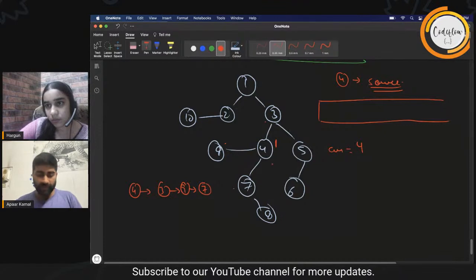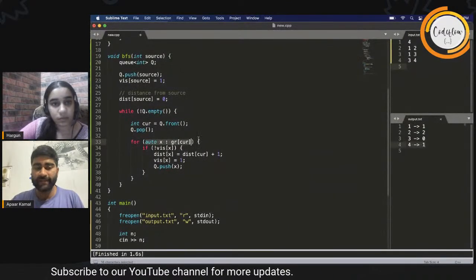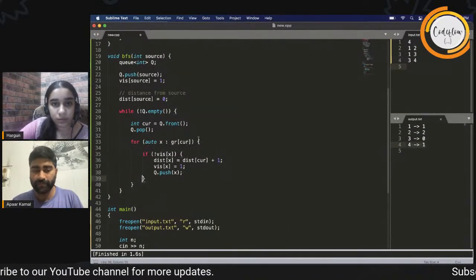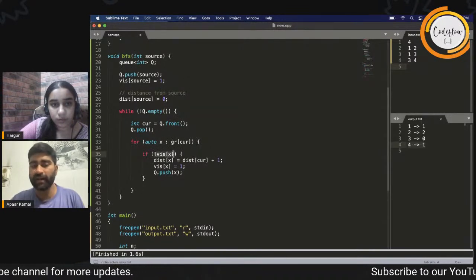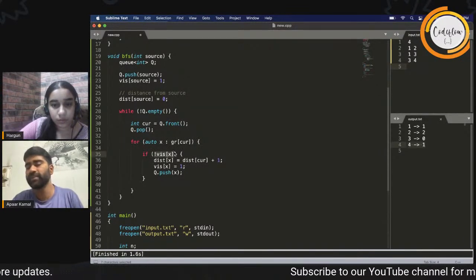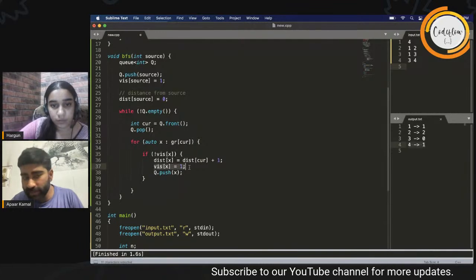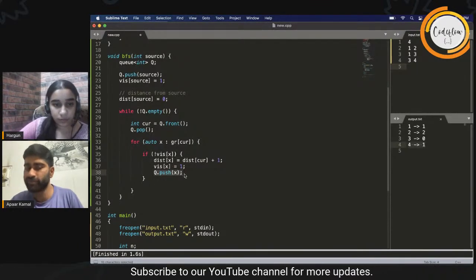So what it will do is it will go on in the adjacency list of the current node, and it will check that if it is not visited, mark it visited and push it back into the queue.